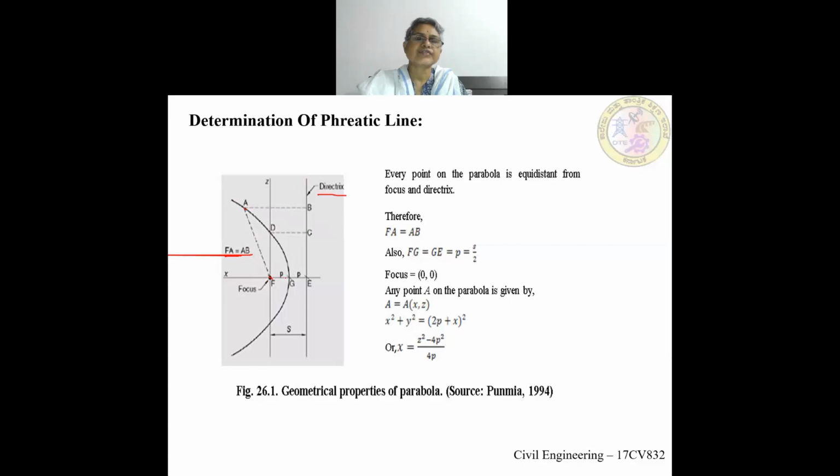Similarly, FG is the distance of this point G from the focal point. It is equal to GE. So if you take this distance as P, this distance is also P. If you take x, y as the coordinates of this point A, this horizontal distance is x and the vertical distance is y.